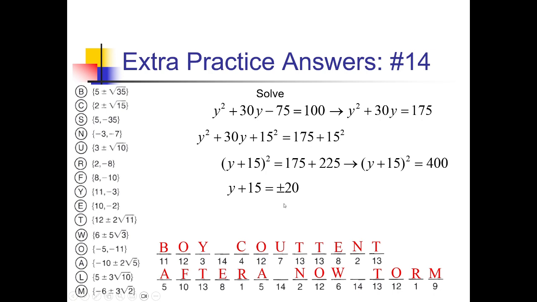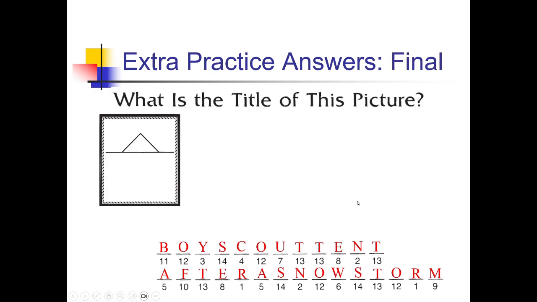Subtracting 15 from both sides, y equals negative 15 plus 20, which is 5, and negative 15 minus 20, negative 35. So 5 and negative 35, that's going to be an S. So 14 is an S right there, and another S right there, and finally this last one here. Awesome. At this point, we are ready to solve the puzzle, which is what is the title of this picture?